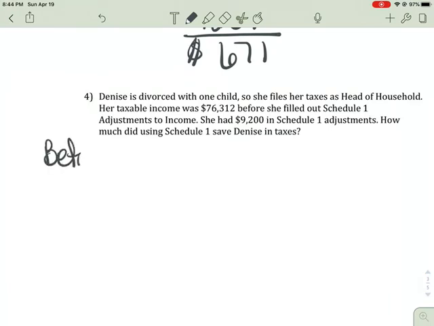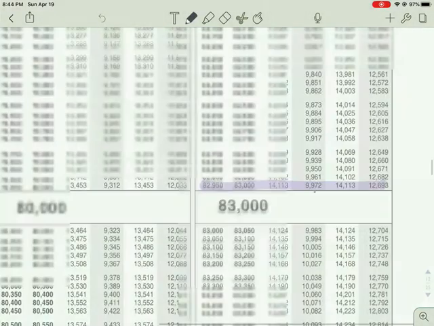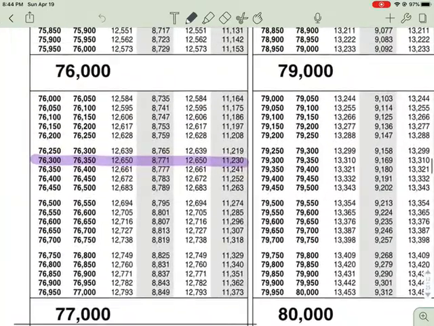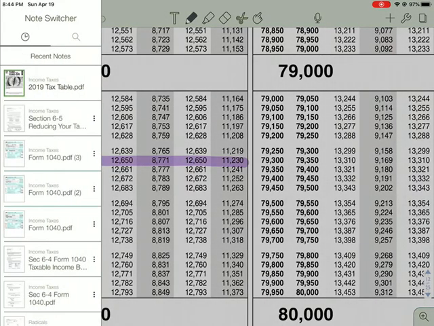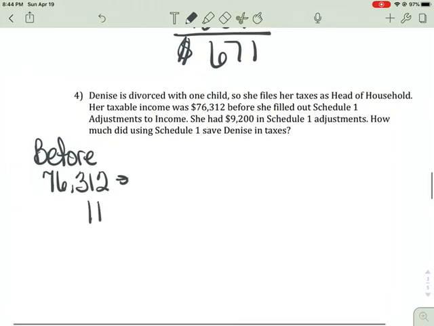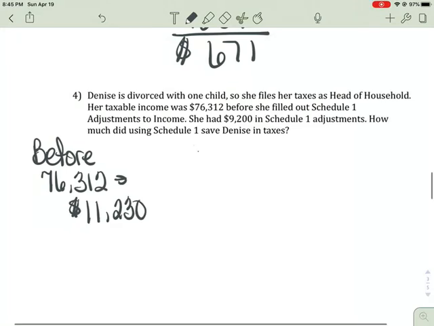So before, okay, let's figure out her tax. $76,312. Again, we're going to look it up in our tax table. Okay. Oh, here it is. And she's head of household. So that's $11,230. Okay, so that's how much tax she would owe.